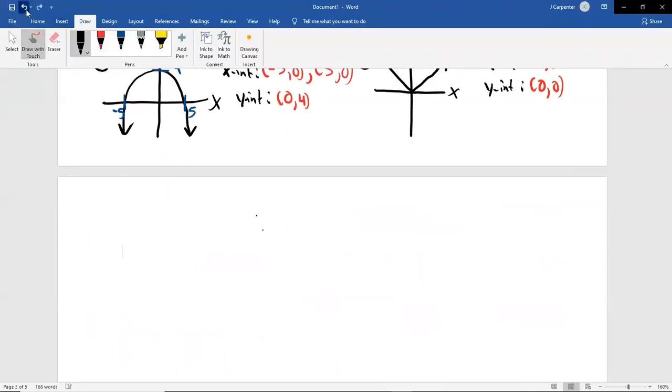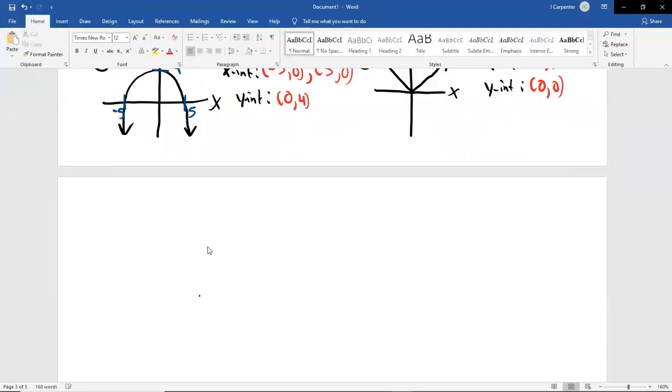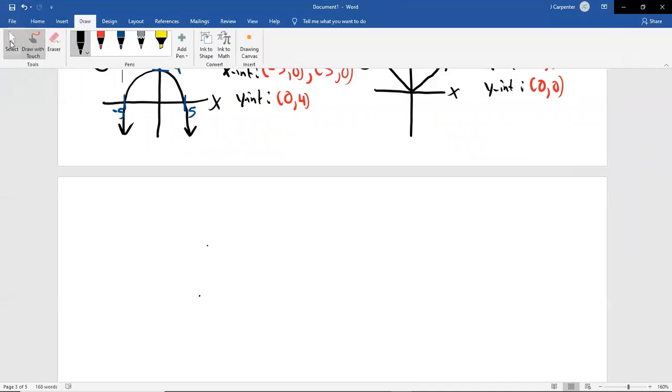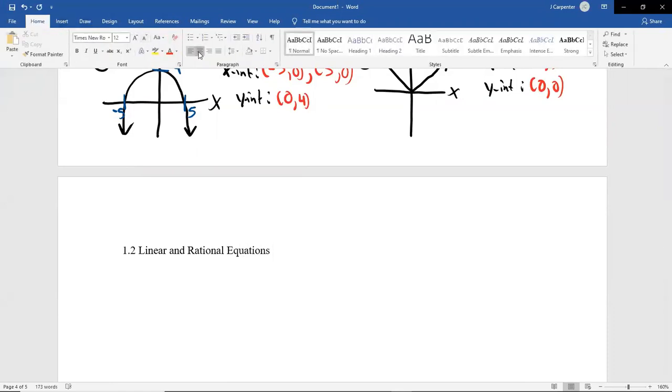What is happening? Sometimes it gets stuck in draw mode. All right, back to home then. Why is it still doing that? There we go. Erase these dots. Okay, so that's 1.1, 1.2, linear and rational equations. Not 1.3, please stop that.